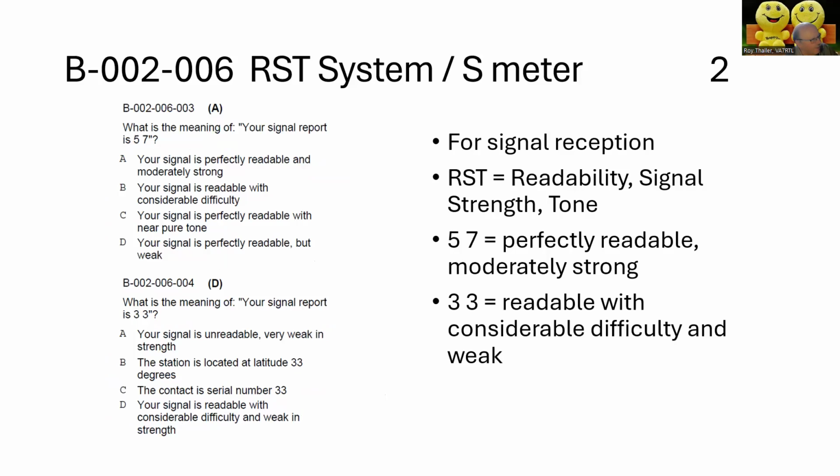What is the meaning of your signal report 5.7? So that means that 5.7, the answer is A, your signal is perfectly readable and moderately strong. What is the meaning of a signal report of 3.3? So 3.3 means that your signal report is readable with considerable difficulty and weak in strength.